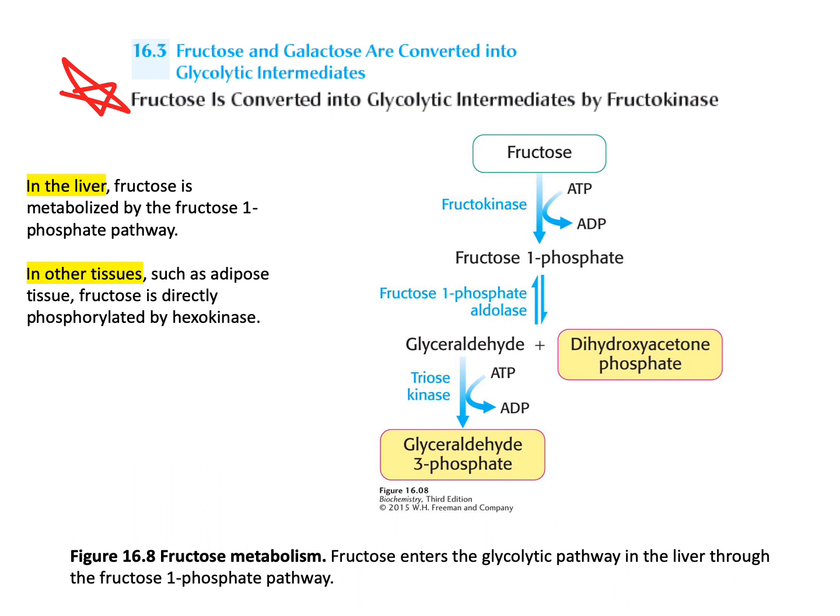Fructose in the liver and fructose in other tissue enter the glycolysis differently. We can see these two compounds are intermediates in glycolysis. And fructose goes through different steps, a different pathway, to enter the glycolysis pathway.